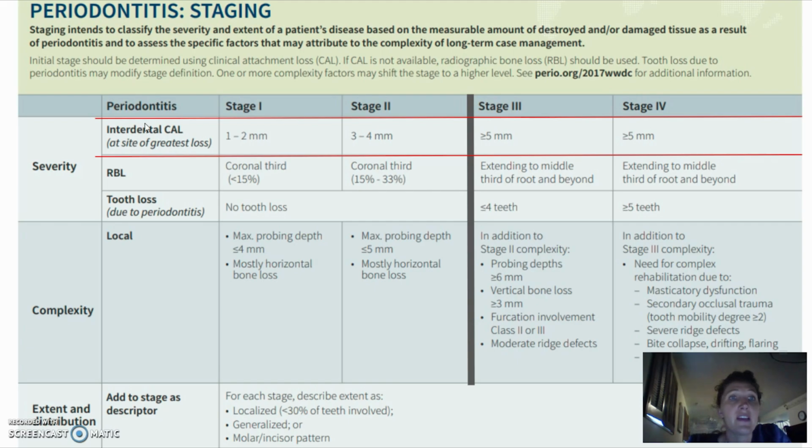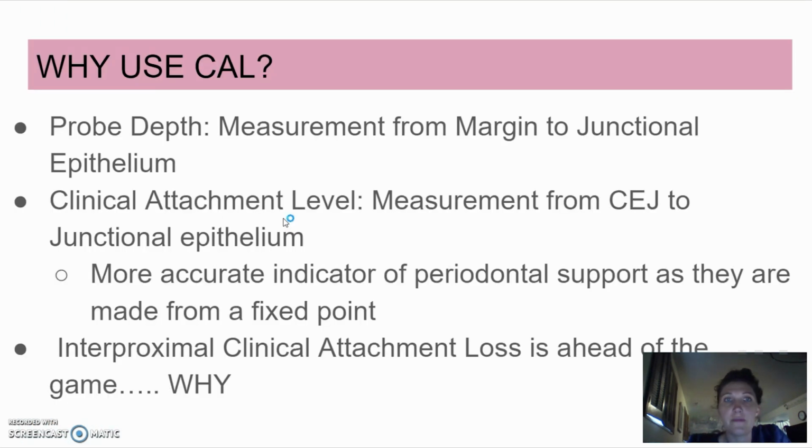Let's now talk about this interdental clinical attachment loss, interdental. And this is going to be the greatest site of loss. So our stage 1 is when we have 1 to 2 millimeters. Stage 2 is 3 to 4. Stage 3 and 4 are greater than 5 millimeters. And then we'll up that stage depending on some of those other factors. So why do we use CAL?